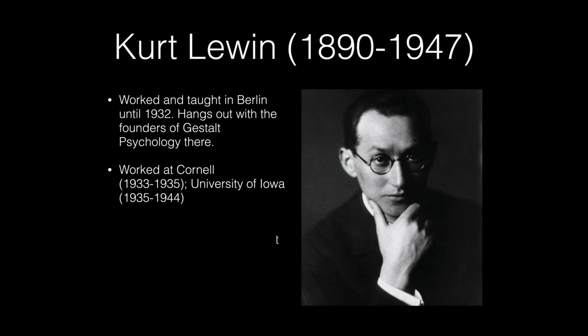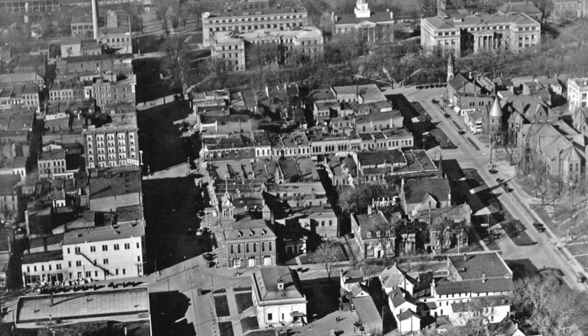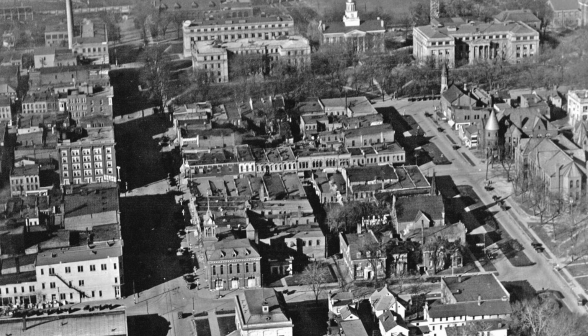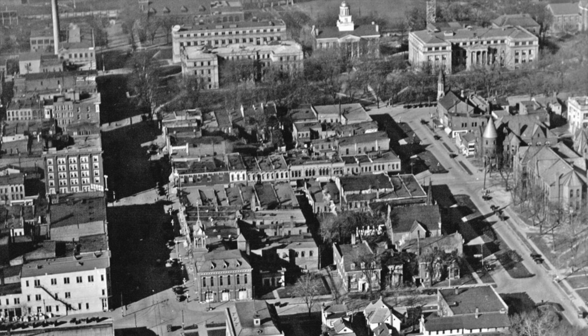Kurt Lewin was first to work at the Cornell School of Home Economics, and then in 1935 at the University of Iowa. This is also the year when his first collection of papers in English called A Dynamic Theory of Personality was published. The University of Iowa remained Kurt Lewin's base until 1944, and there he continued to develop his interest in social processes and to undertake research in that area.